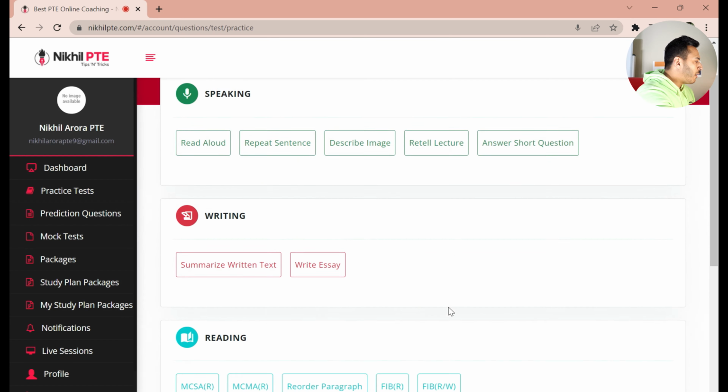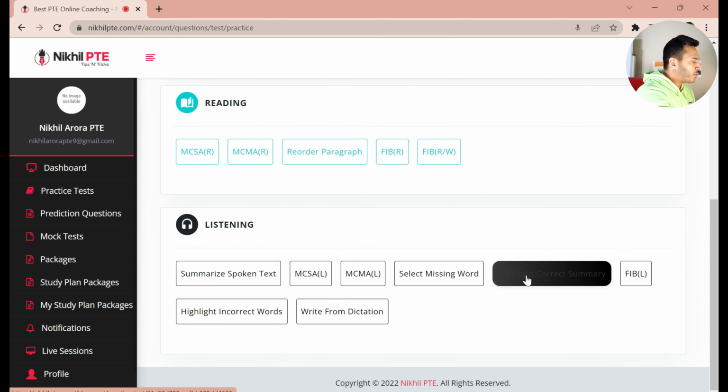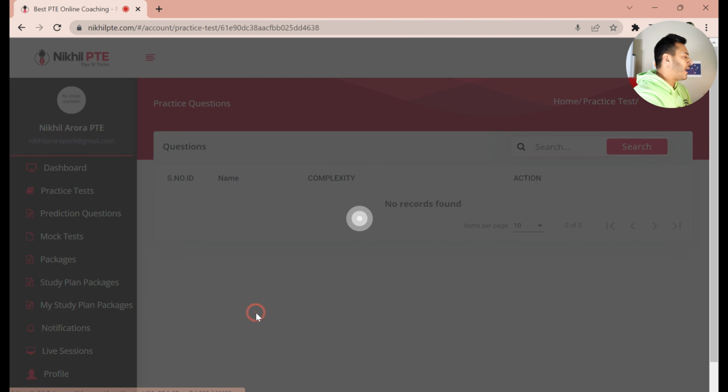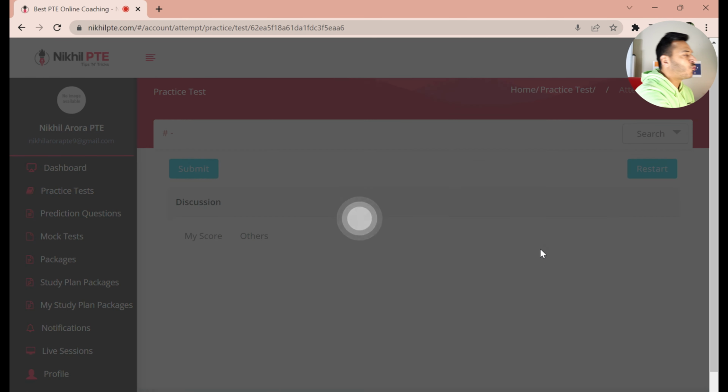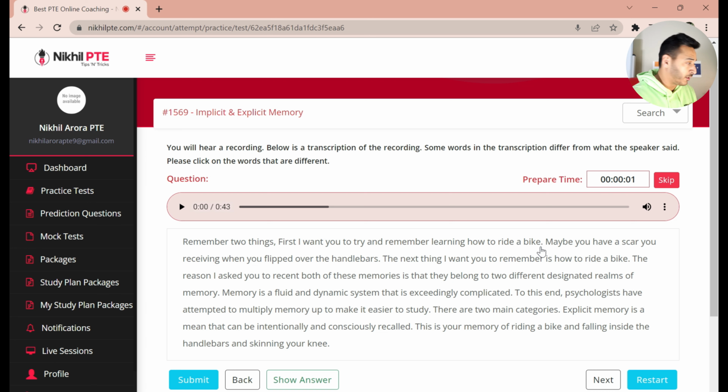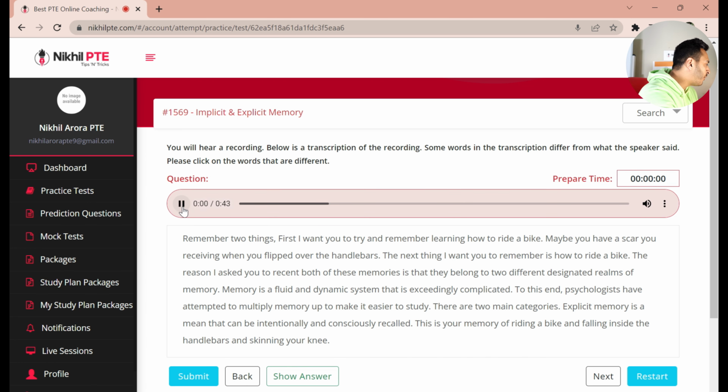I'm not talking about these four topics, as I told you, because these four topics are not really important. In Highlight Incorrect Word, the speaker will speak a different word, and you just have to find the speaker's fault. You just have to click on the particular word and stay with the speaker.